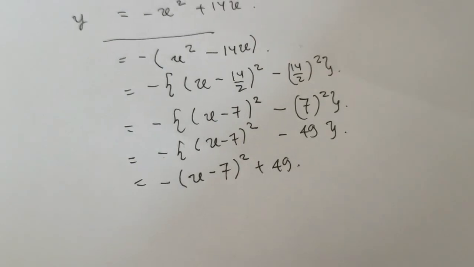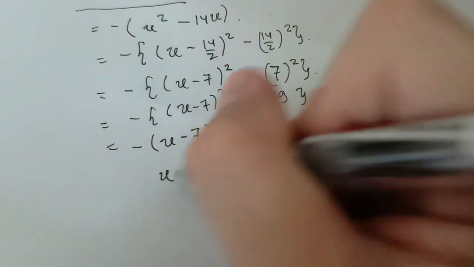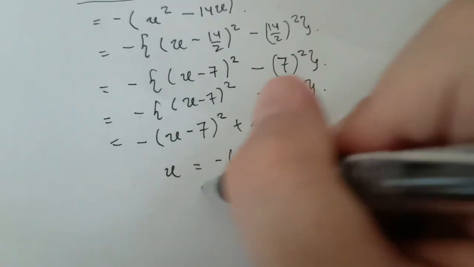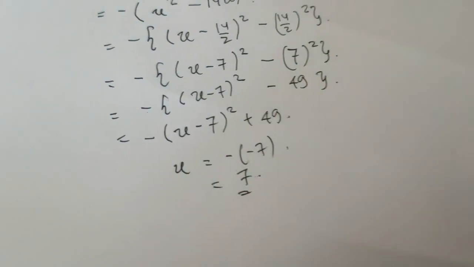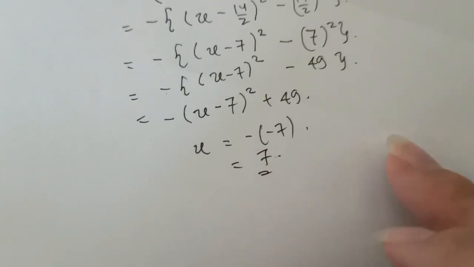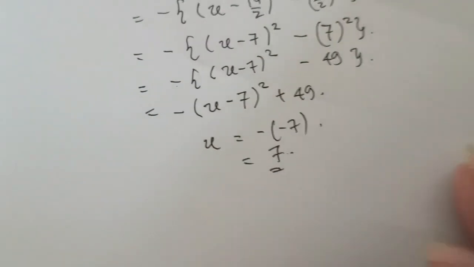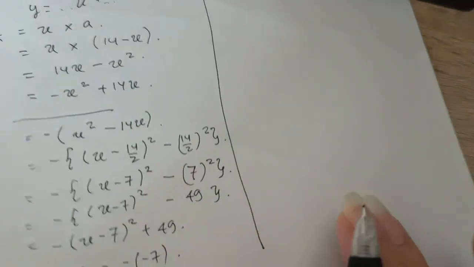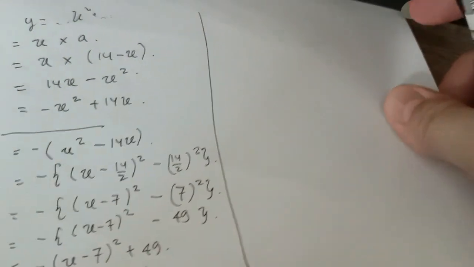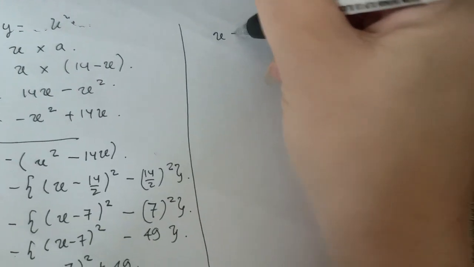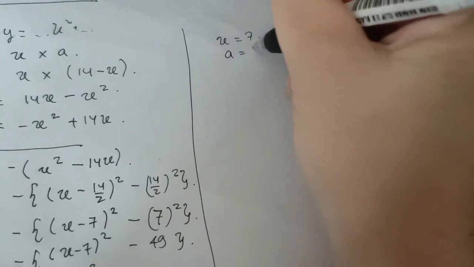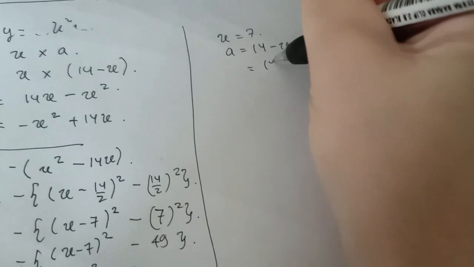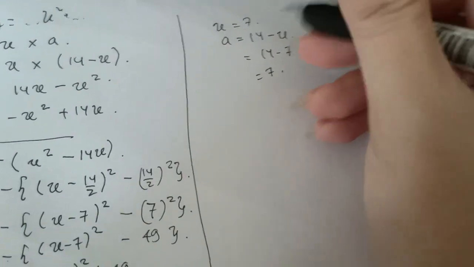So the x is going to be minus minus 7, it is 7. Okay, we have the answer for x is 7. Because the x is 7, we want to know over here, x is 7, so a is 14 minus x. 14 minus 7 is 7.